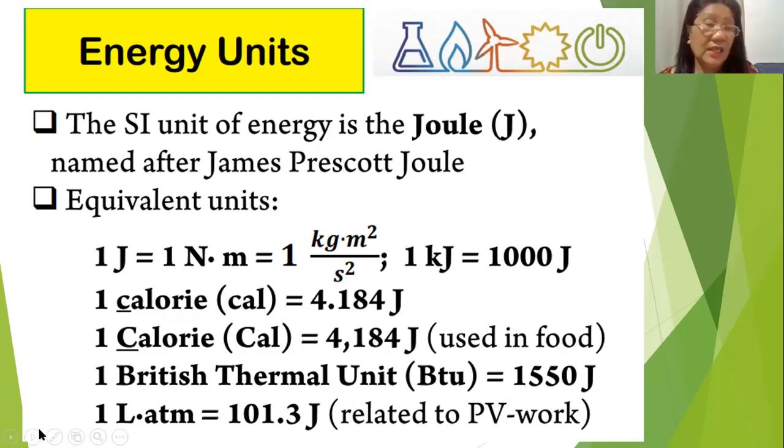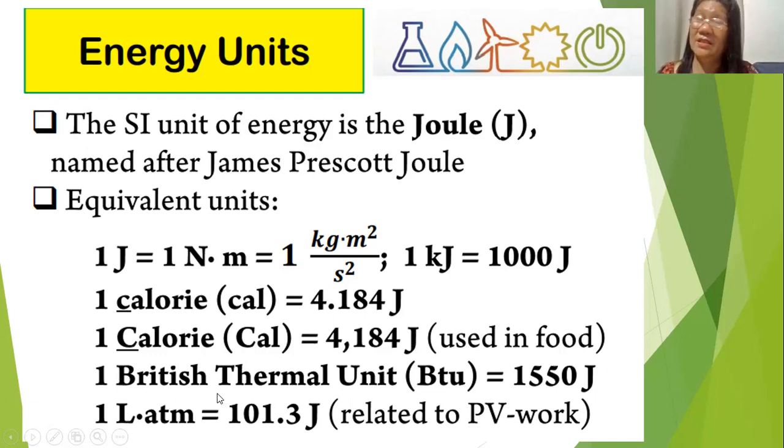What is its equivalent in joule? That is 1,550 joule. But if it will be related to work, PV work, pressure volume work, we will be using a unit of liter atmosphere. In 1 liter atmosphere, that is equivalent to how many joule? 101.3 joule. Of course, I expect that you are going to memorize this unit.